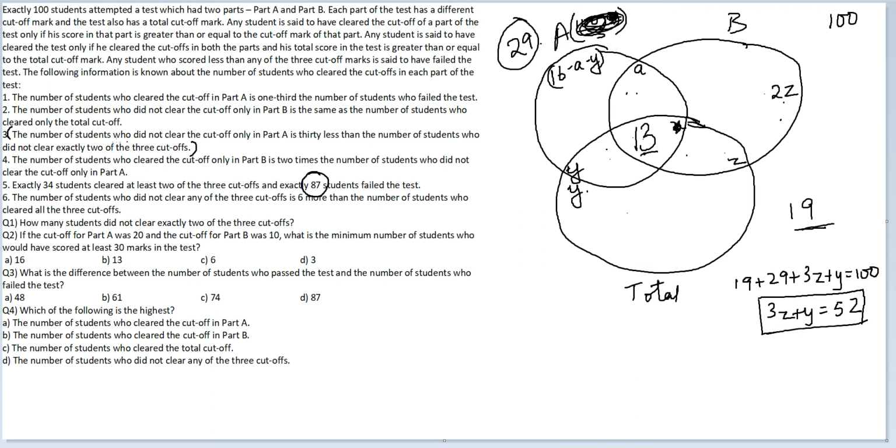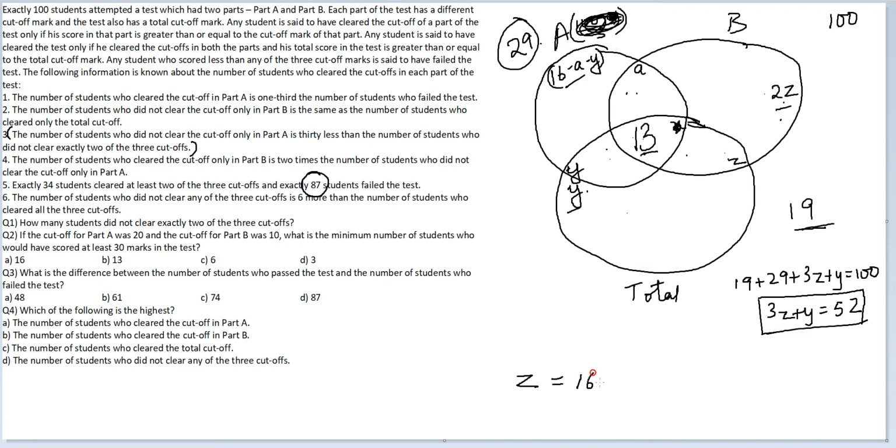Now remember the thing that we had not taken care of earlier. Let's go back to that. The number of students who did not clear the cutoff only in part A, so this Z is 30 less than the number of students who did not clear exactly two of the three cutoffs. Exactly two of the three cutoffs would be this region and this region. So these three regions I add up and subtract 30 from them.